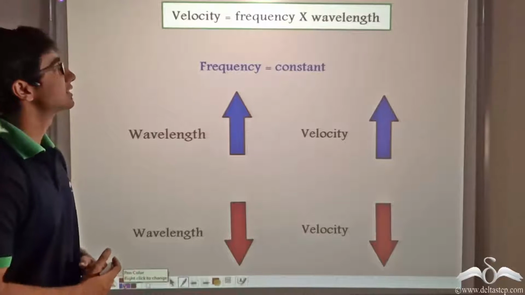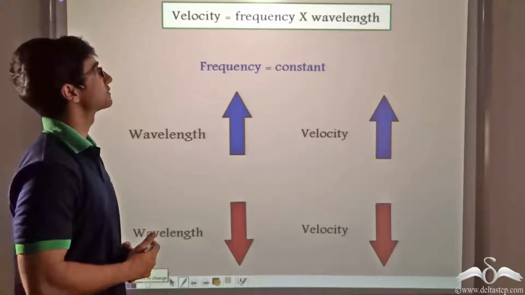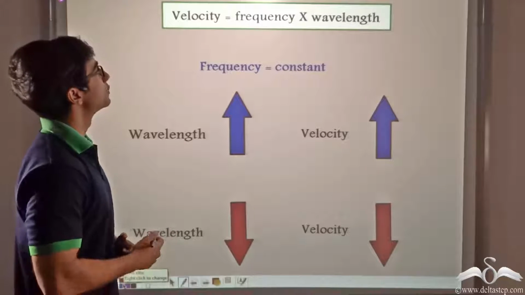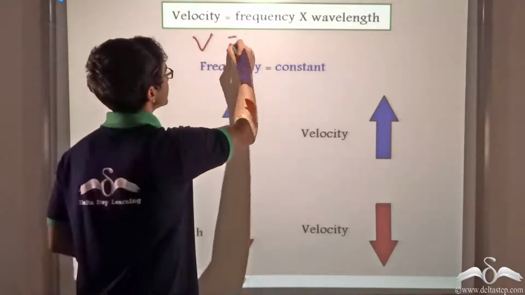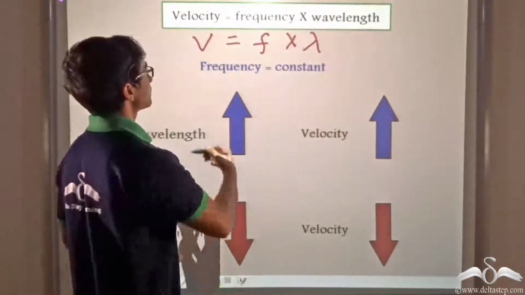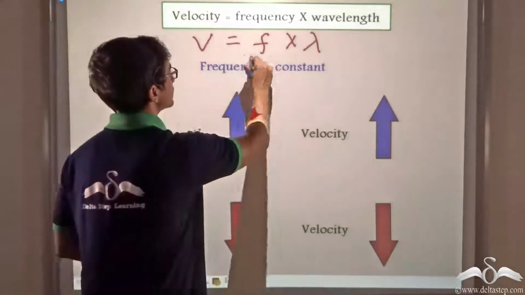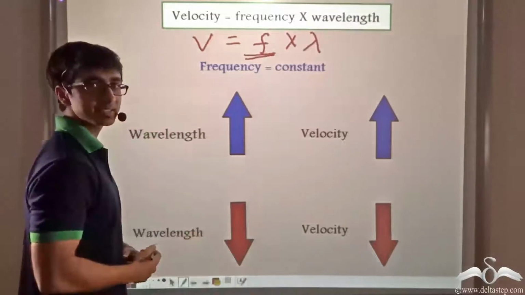Now take a look at this relation. We have come across this relation before in the case of waves. What did we learn? We learned that velocity is equal to frequency times the wavelength, or V = f λ. Now if we keep the frequency constant, what can we say?